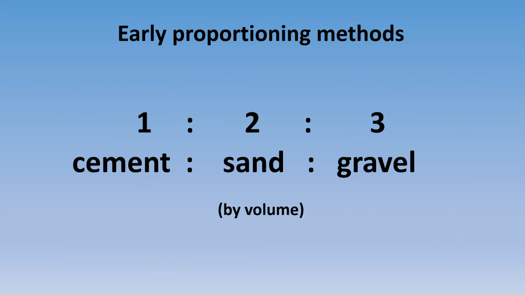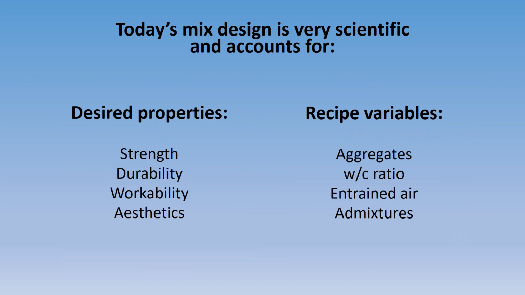Early proportioning methods were very crude. People would throw together 1 part cement to 2 parts sand to 3 parts gravel by volume, throw in enough water to get it to stick together, and presto, you'd have concrete. But today's mixed design is becoming a lot more scientific, and it accounts for those desired properties: the strength, the durability, and the workability. Those are the 3 biggies. And then the aesthetics, which is becoming more and more common.